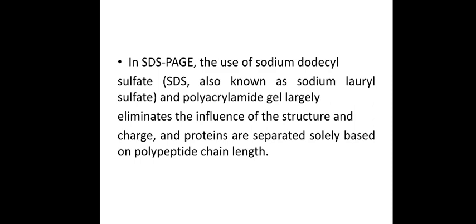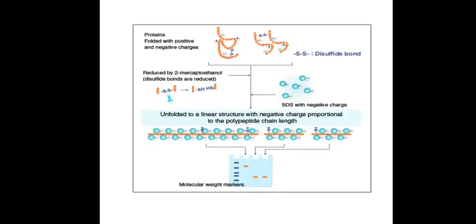So this is a kind of electrophoresis used for proteins, because here they are separated based on the polypeptide chain length. Agarose gel electrophoresis is used for DNA and RNA, whereas SDS PAGE is specifically used for proteins. PAGE is polyacrylamide gel electrophoresis, which is common for protein. SDS PAGE is for denatured proteins.